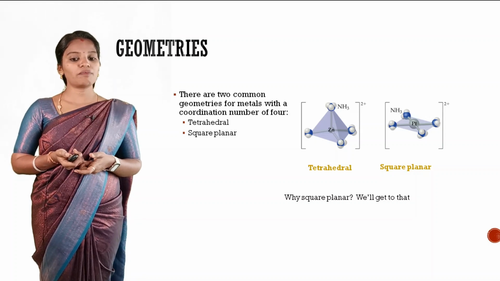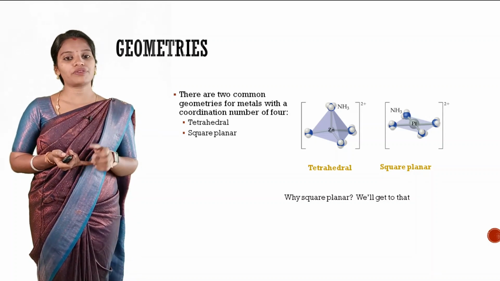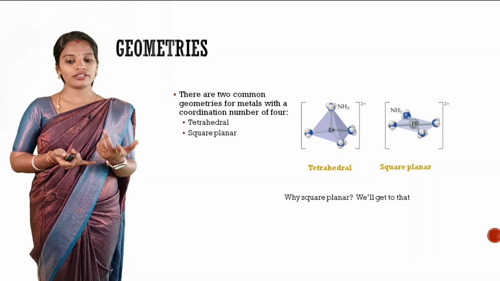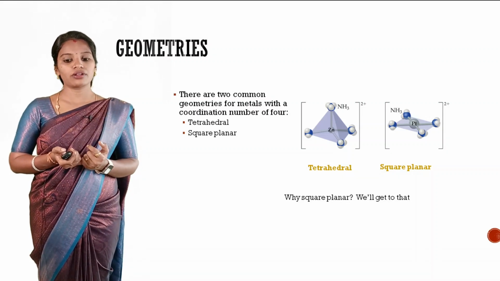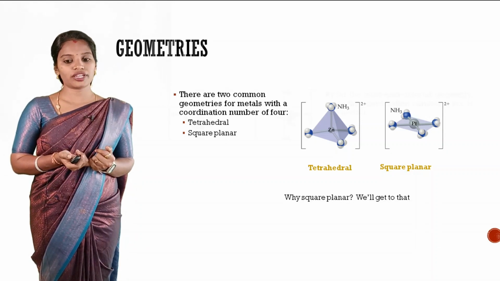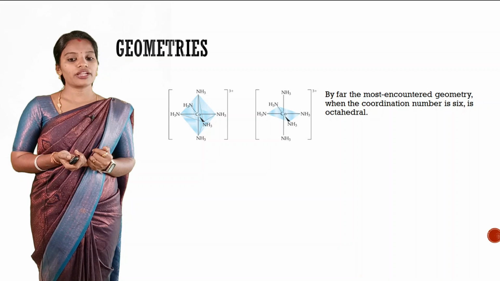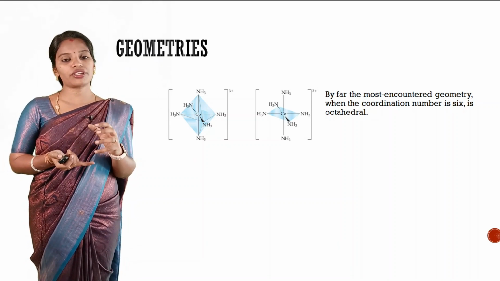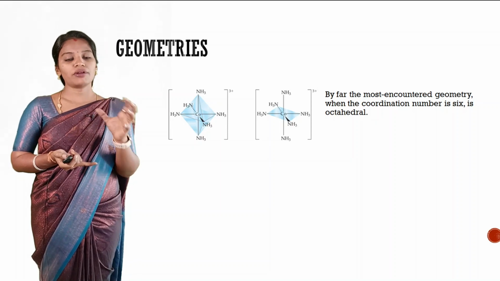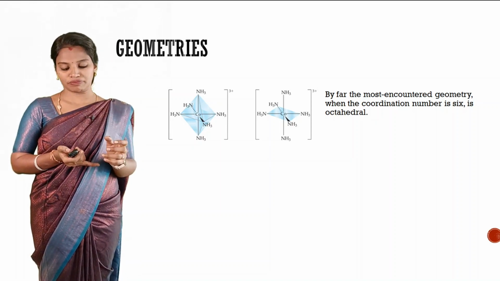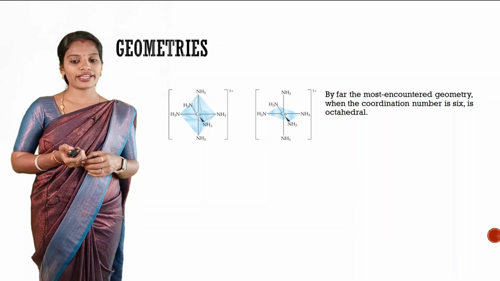So there are two common geometries for the metal if the coordination number is 4. One is tetrahedral and one is square planar. Why square planar? We will get to that. So it is the arrangement, that is the geometry, and the arrangement of ligands with the central metal atom. So look at the example.